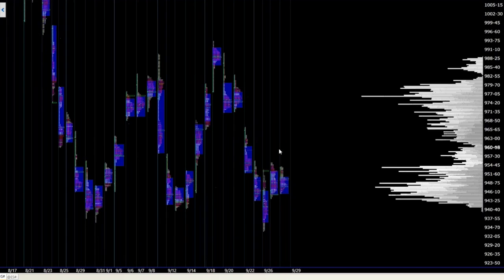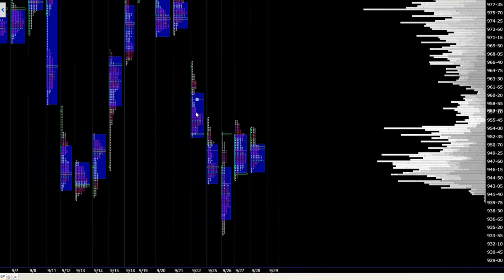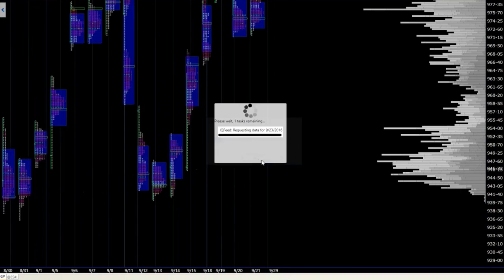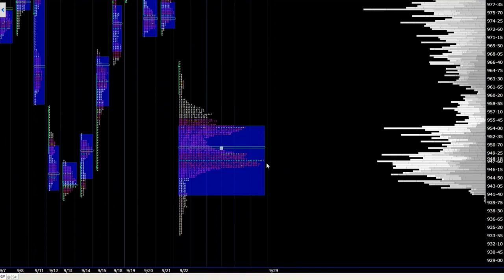So if I zoom in even further and look at the last 4 days, notice this build out a price at 947. That's the highest volume and time that we've spent. So right now we closed above that.